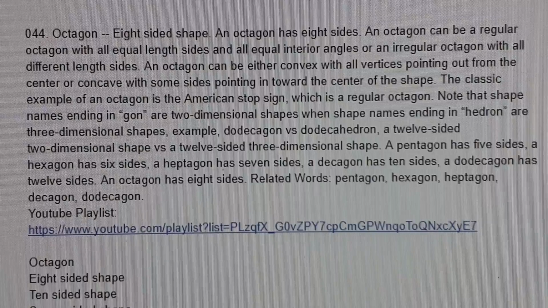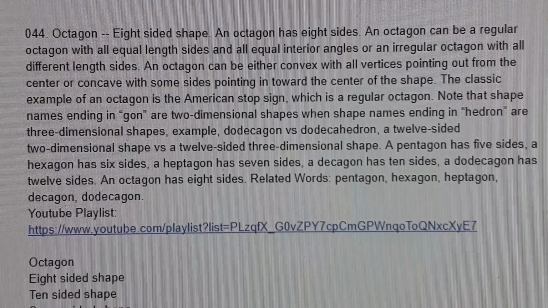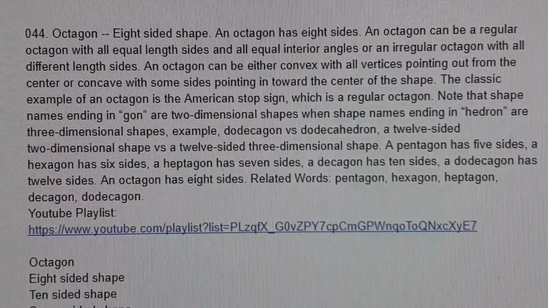An octagon can be either convex with all vertices pointing out from the center, or concave with some sides pointing in toward the center of the shape. The classic example of an octagon is the American stop sign, which is a regular octagon.